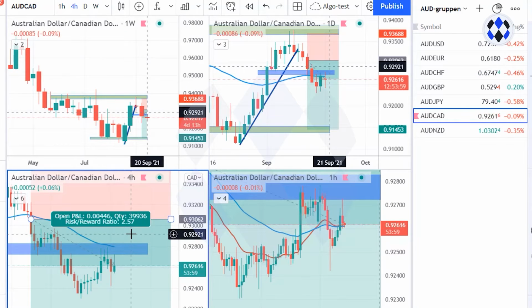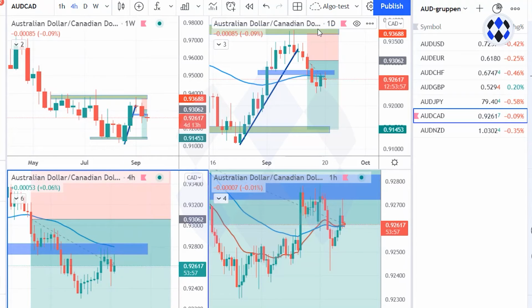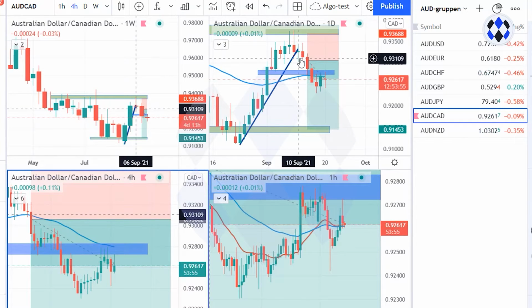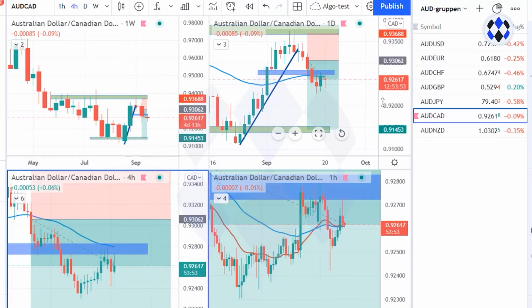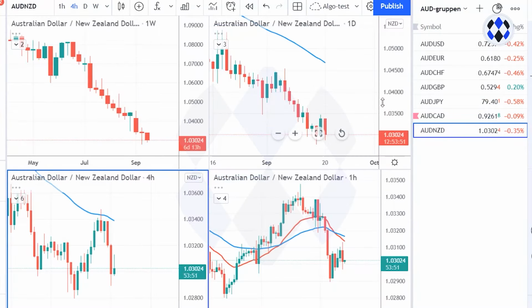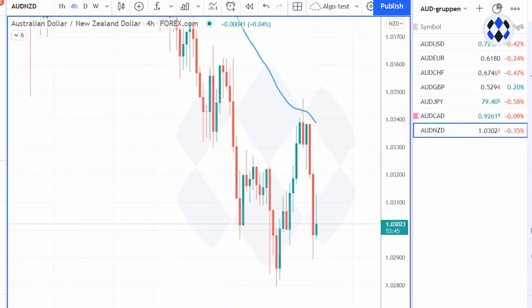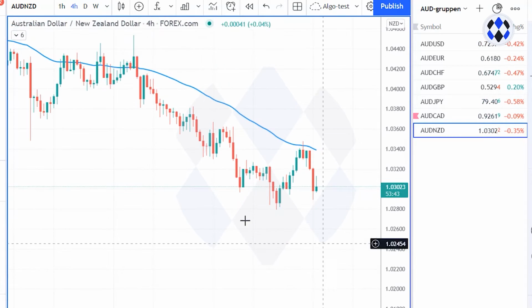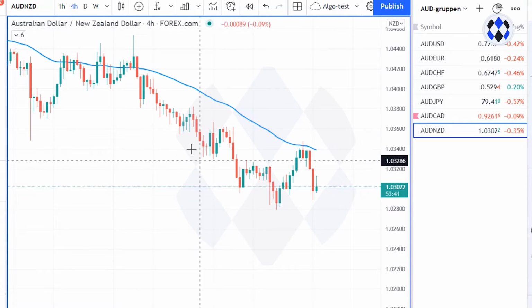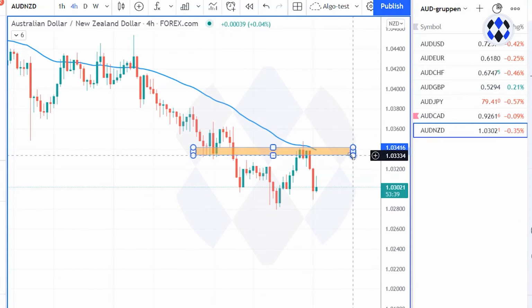We can see, yes, the Aussie CAD. This is actually a trade I am in, taken out of the daily time frame here, so that is in a nice little profit right now. Actually, most of my trades are going in the right direction right now. Here you can see a trade that I was thinking about taking, but I didn't, because there was some turmoil to be expected over the weekend.